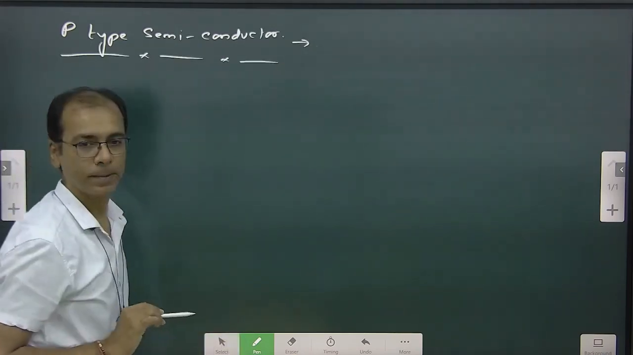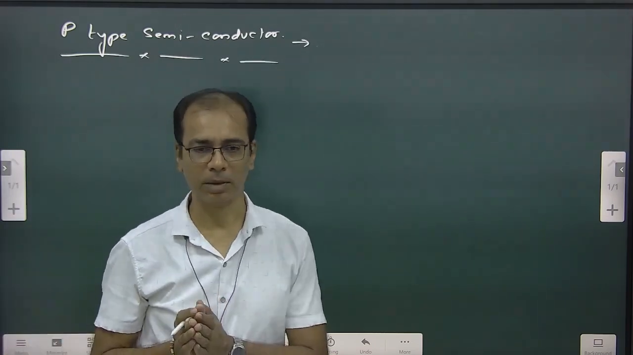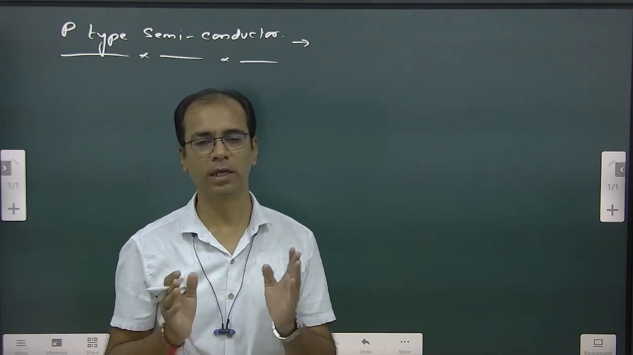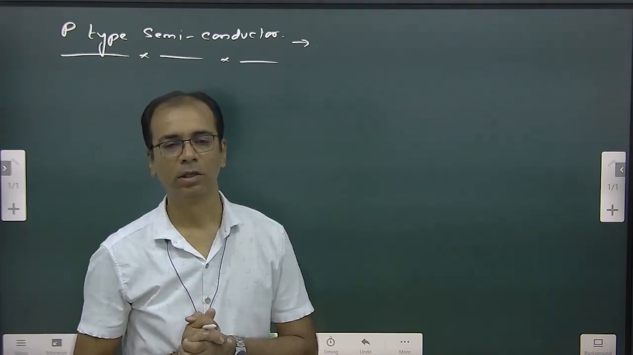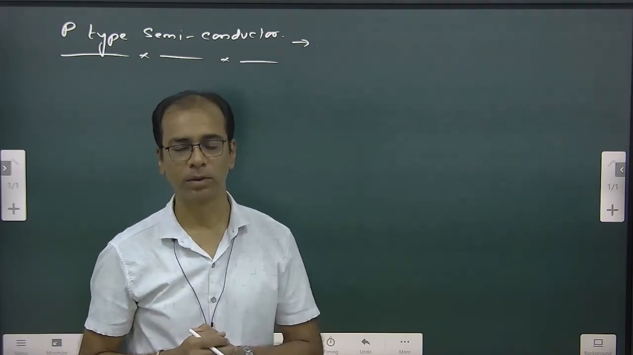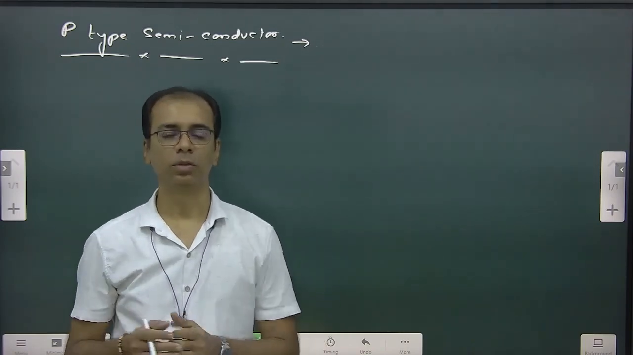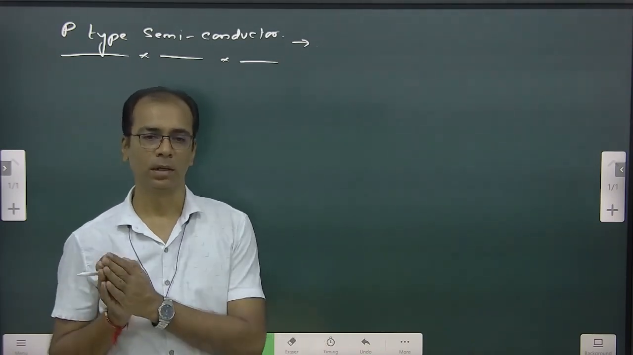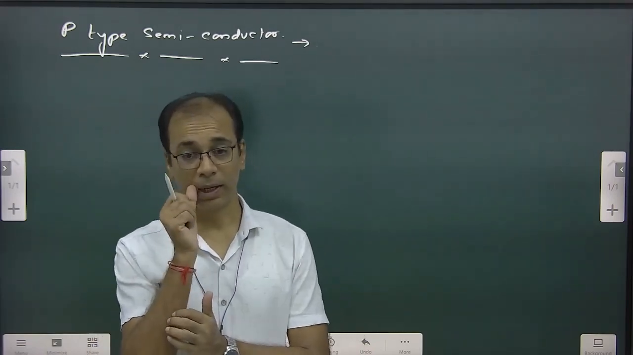What is it? It is impure. We know that. Pure were silicon and germanium. And we saw that if we are taking pure semiconductors, we are not getting enough charge carriers so that enough current we can make flow through that. So that's why we did doping. Doping means what we were doping? Pentavalent impurity we doped when we were talking about N-type semiconductor.